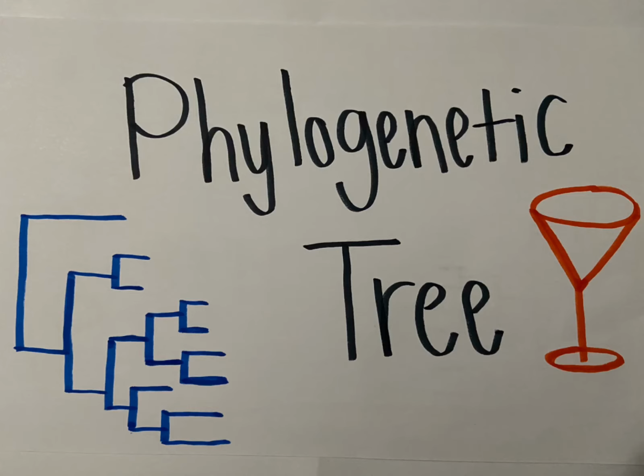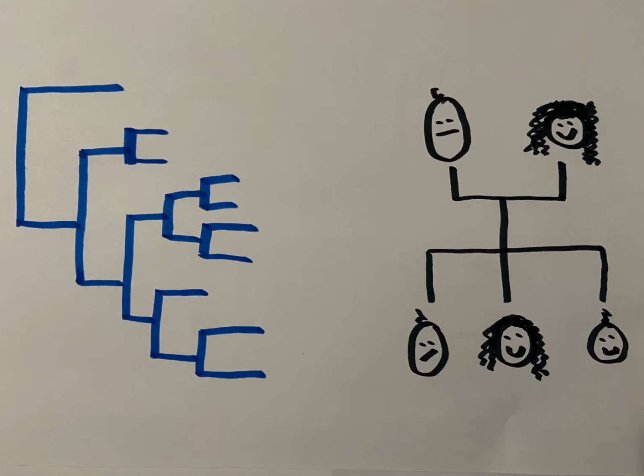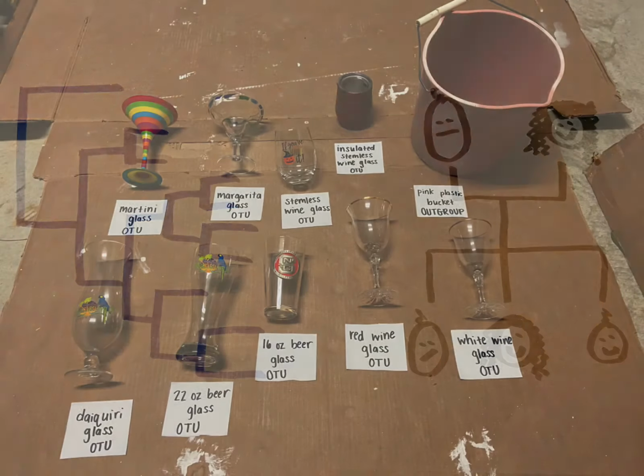Hello. Today we're going to discuss the relationship among different alcoholic beverage glasses using a phylogenetic tree. You can think of a phylogenetic tree like a family tree. It shows the relationship among species, objects, genes, etc. based on similar characteristics among the different objects.